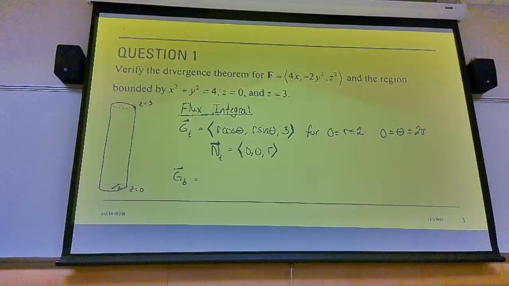What about the bottom? r cosine theta, r sine theta, and then instead of 3, it's a 0. It's the bottom. It has the same bounds of 0 to 2 for r and 0 to 2 pi for theta.